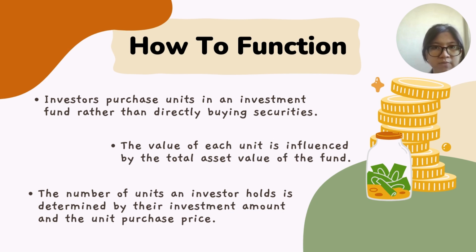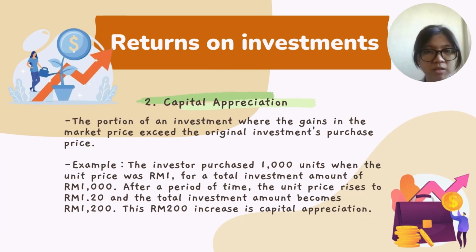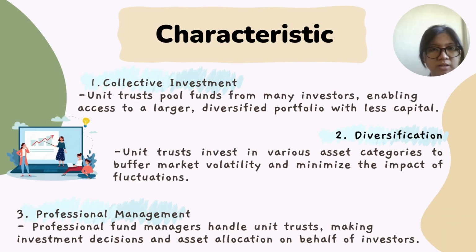The total asset value of the fund affects the value of each unit, so the number of units that an investor holds depends on the amount they invest and the purchase price of the units. Investment return of unit trusts mainly occur in two forms: income distribution and capital appreciation. Income distribution is defined as the portion of a fund's earning from its investment portfolio that is distributed to investors. Capital appreciation is defined as the portion of an investment where the gains in the market price exceed the original investment's purchase price.